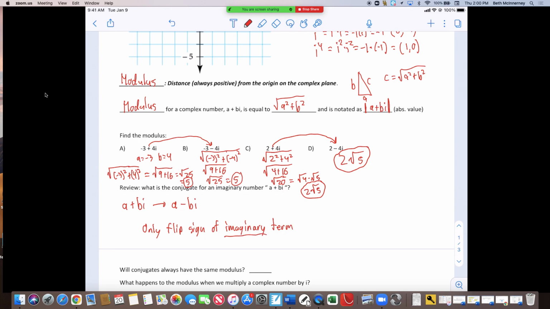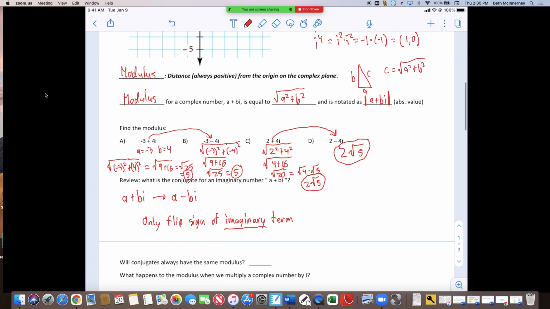That's an important distinction. We're only going to flip the sign of the imaginary part, okay? Now, question. Will conjugates always have the same modulus? What do you think? Who thinks yes? Raise your hand. Will they always have the same modulus? About a third of people are saying yes. Yeah?